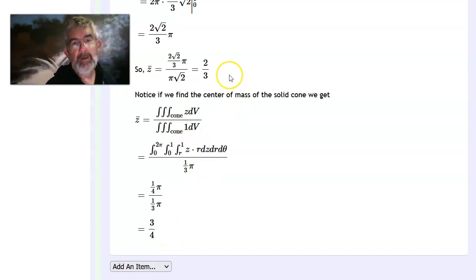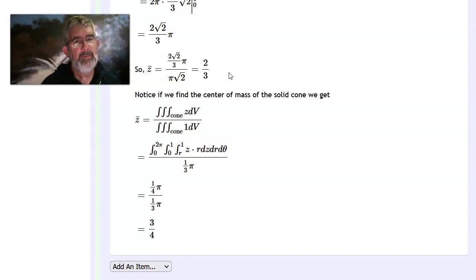3/4, notice, is bigger than 2/3. So as a solid cone with a point at the bottom here, the center of gravity is up at 3/4, but as just an edge, just the surface, the center of gravity is at 2/3.